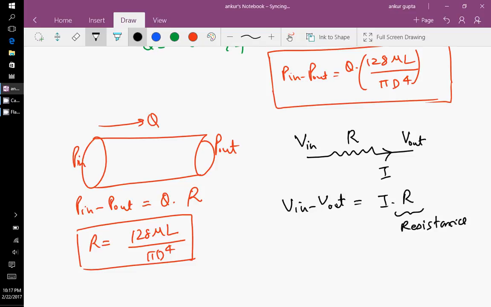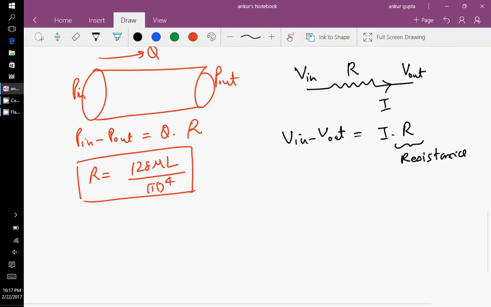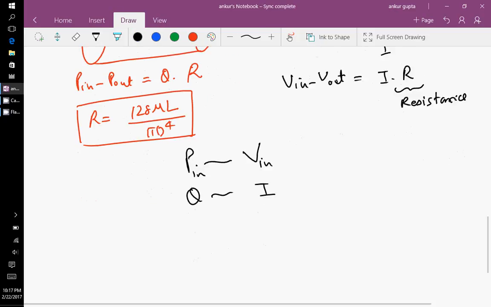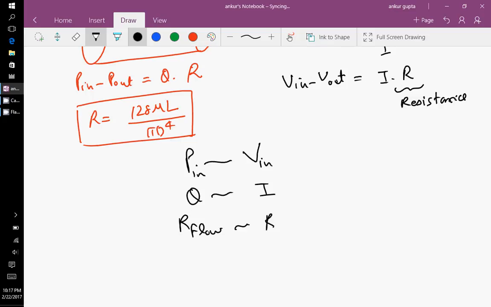What we are saying is that in pipe flow and electric current, the analogous thing is that P is similar to V, that voltage or potential rather. Pressure is like potential, so P in is similar to V in and P out is similar to V out. Q is similar to current, and the R of flow here, which I have written R flow, is analogous to R electric, or the resistance due to electricity. So they are analogous to each other.